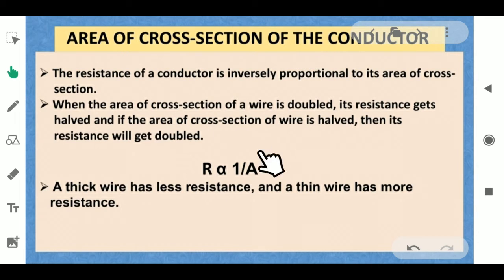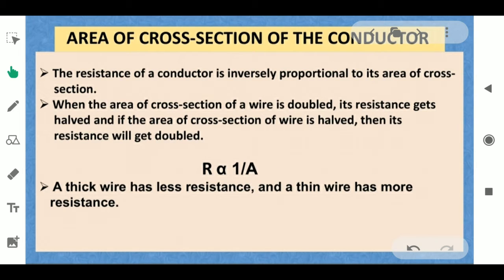Dear students, the second point says that the resistance of a conductor is inversely proportional to the area of cross section. In this relation, R is called resistance and A is called the area of cross section of the conductor. R is inversely proportional to A, which means that when the area of cross section of a wire is doubled, its resistance gets halved. And if the area of cross section of a wire is halved, then its resistance will get doubled, because these two quantities are inversely proportional to each other.